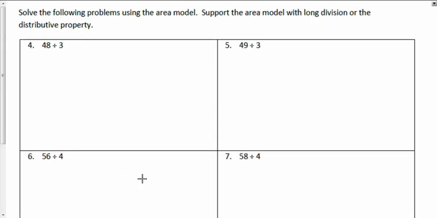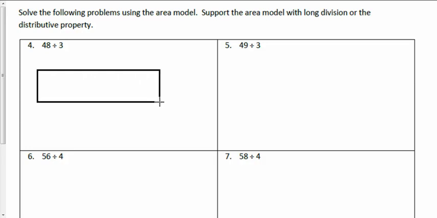All right, solve the following problems using the area model. Support the area model with long division or the distributive property. Okay, so we're going to start with an area model. I'm going to go ahead and draw my rectangle right here. See if you can try to do this one by yourself. If you get stuck, you can always come back. You don't have to do the whole thing by yourself. You can try to just do some of it.